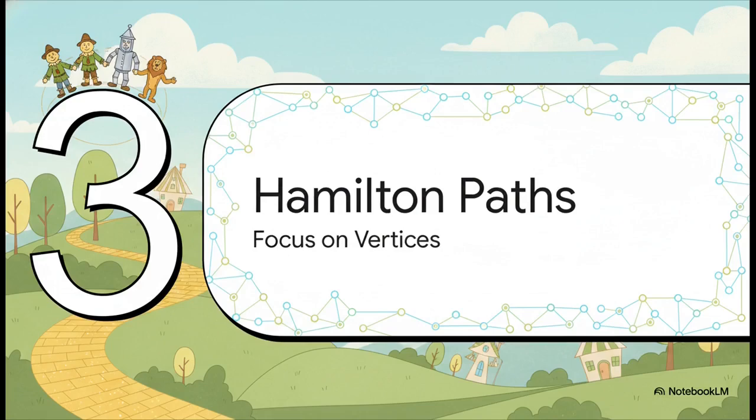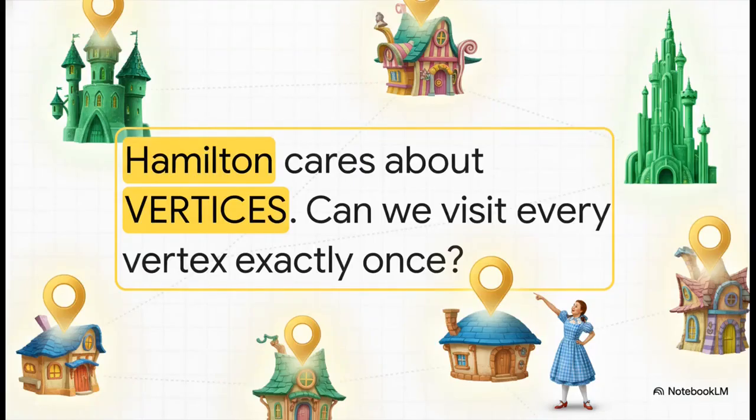Section 3, Hamilton paths and circuits. But what if we completely change the rules of our journey? Let's leave Euler behind for a second and enter the territory of Hamilton. If Euler was obsessed with the roads, Hamilton is obsessed with the destinations. Hamilton cares about vertices. A Hamilton journey asks, can we visit every vertex, every town, exactly once?